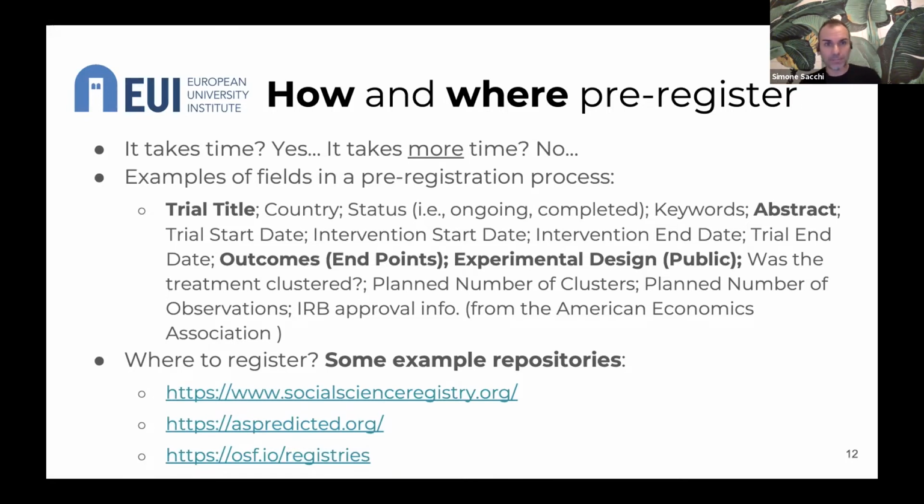Now, if you think about what creating a pre-registration might actually look like, here I have an example from the American Economic Association, specifically the social science registry that you see below. These are the actual fields that you might want to fill in when you pre-register your study. The ones in bold are the only ones that are mandatory.